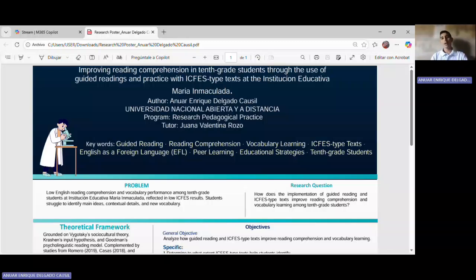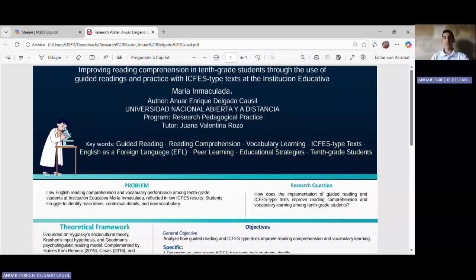I developed my practice with a group of 10th grade students whose ages ranged between 15 and 18 years old. Most of them have an A1 English level, with significant difficulties in vocabulary, reading comprehension, and understanding ICFES type tests. However, they are highly motivated, collaborative, and open to learning through dynamic activities.